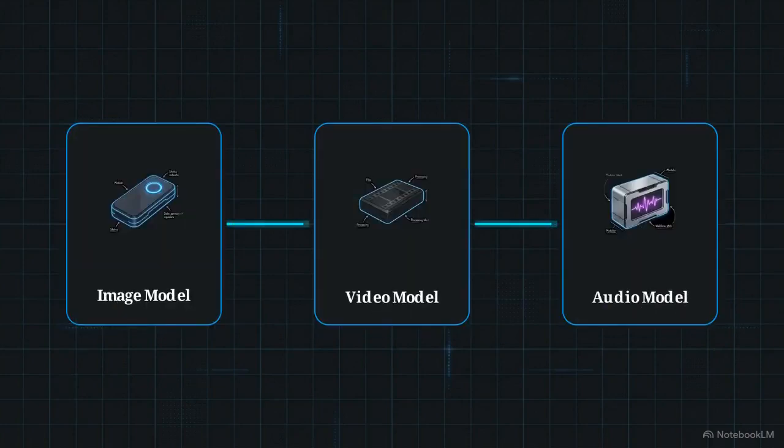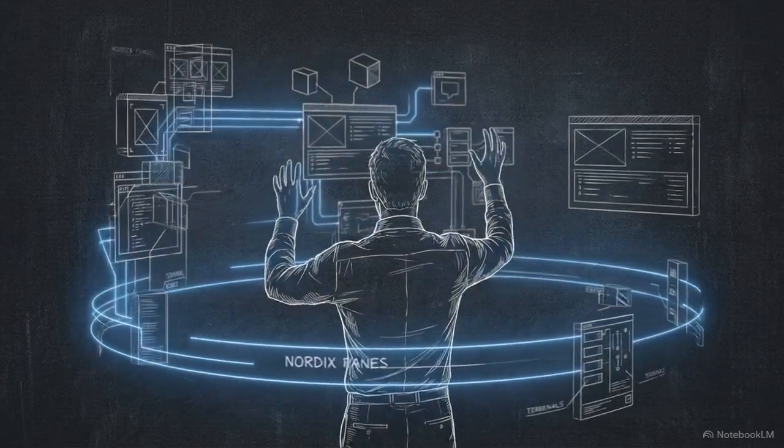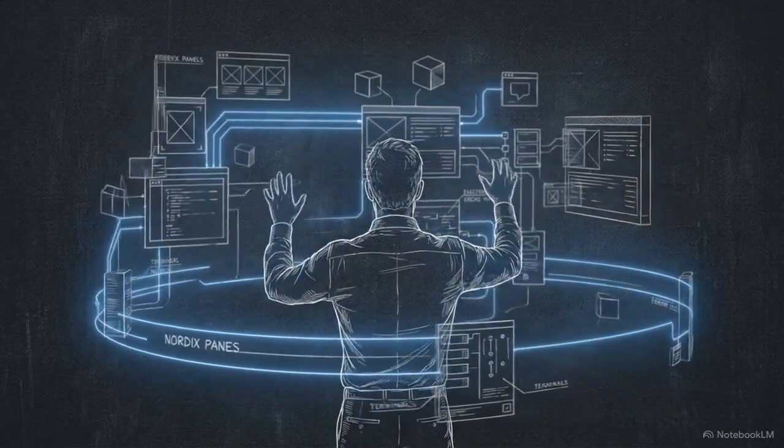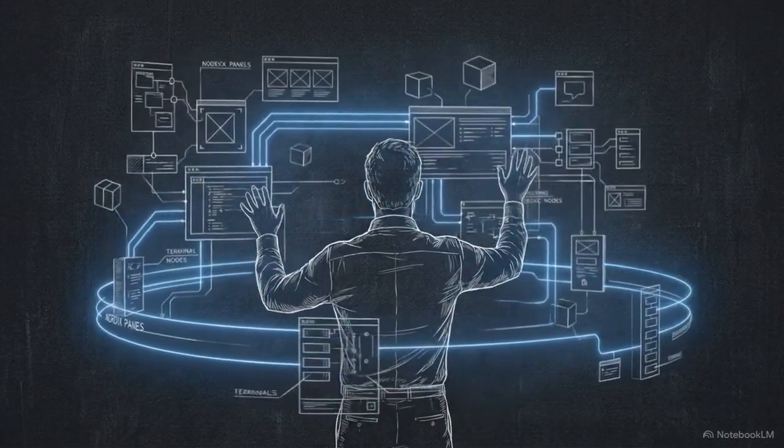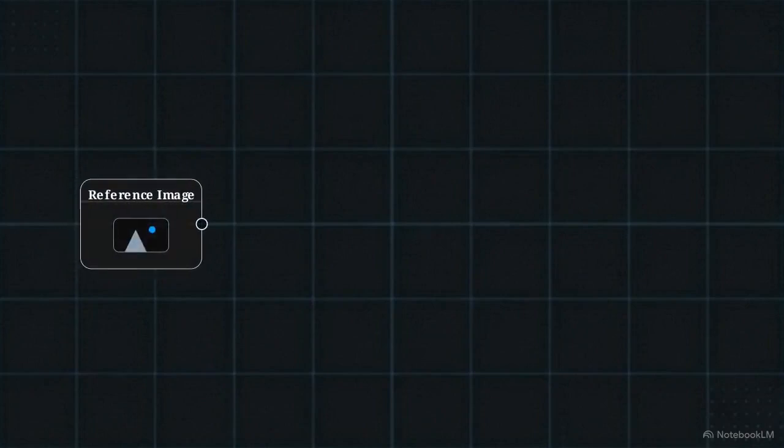Data flows sequentially. An image generator feeds directly into a video model, which pairs directly with a voice synthesizer. There is no manual downloading or uploading between steps. You stop working as a manual animator, moving frame by frame, and start operating like a studio executive, directing the flow of production. Step 1 is setting the visual foundation.